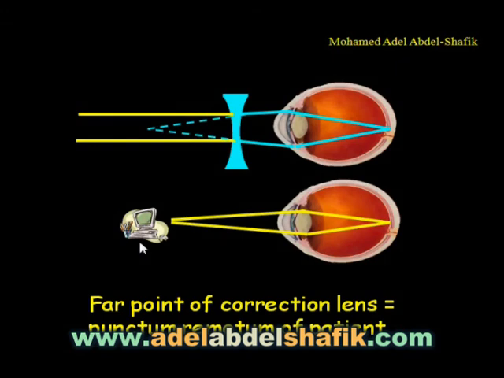لو لبس نضارته الفار بوينت بتاعته هي انفينيتي، ابعد نقطه. ليه؟ لان الكوركتنج لينز شالت الباورز الزياده فبقى السيستم الجديد قوته 60، هو عنده باور زياده وانا اديته ماينس من عندي لغوا بعض فبقى 60.